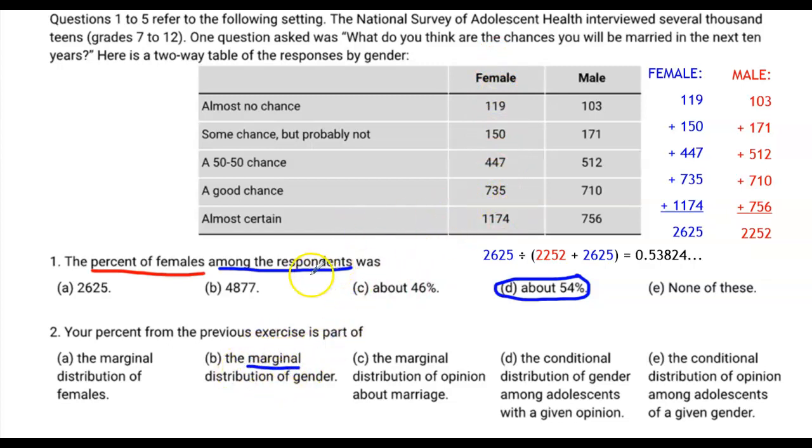Keep in mind, if it's broken down into specific conditions, then we'll be talking about conditional distributions. If it's not broken down into specific conditions, we're talking about marginal. It's not a marginal distribution of females, because then we would differentiate between females that have almost no chance, females that have a 50-50 chance. The data is given to us in marginal distribution of gender, male versus female. We gave 54% for female, and of course about 46% for male.